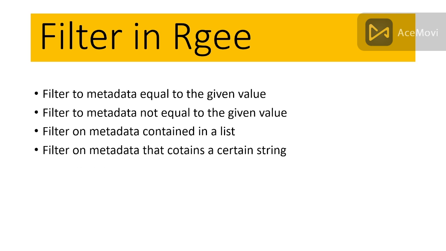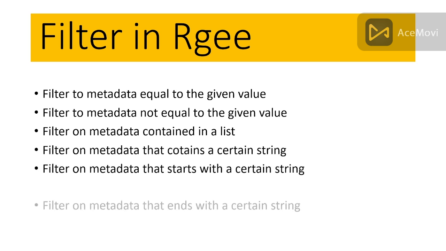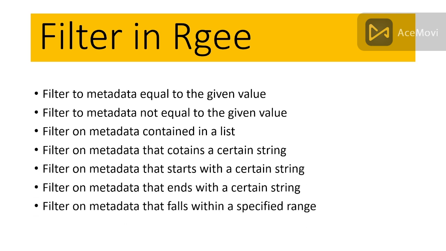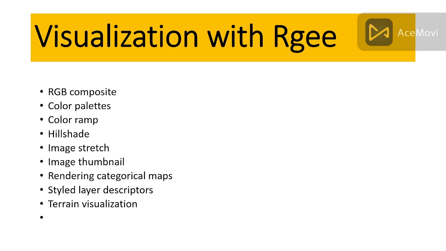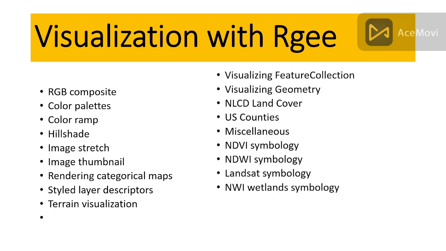Okay, a lot of content we try to complete from the beginners to advanced level. So any beginners who don't have any knowledge about the R programming or Google Earth Engine platform, they can easily join this online training program. And also visualization with rgee, RGB composite, color palette, color remap, hillshade, a lot of things we try to complete in this part in here.